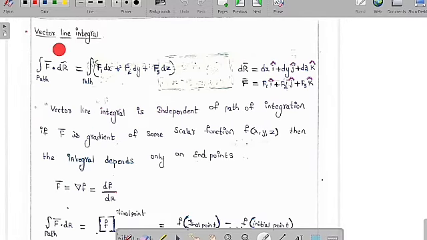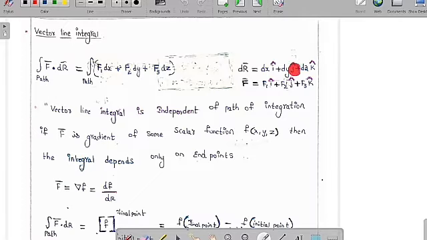So now we are going to learn about the vector line integral. It's a very important way of doing the line integral. Suppose we are going to find the line integral of vector f bar dot dr bar. On some path, we are going to do the dot product of these two vectors, which is f bar and dr bar.